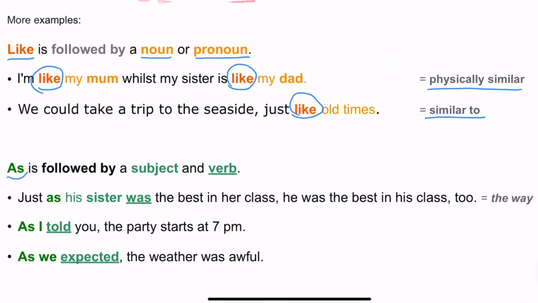Instead, as is followed by a subject and a verb, and we say, just as his sister was the best in her class, he was the best in his class too. So this means just the way his sister was the best in her class, he was also the best. His sister is the subject and was is the verb. As I told you, as, I'm the subject, told is the verb, the party starts at 7 p.m. As we expected, we the subject, expected the verb, the weather was awful.